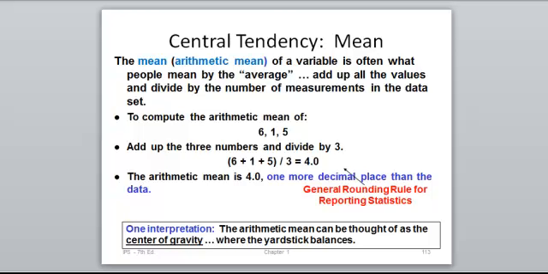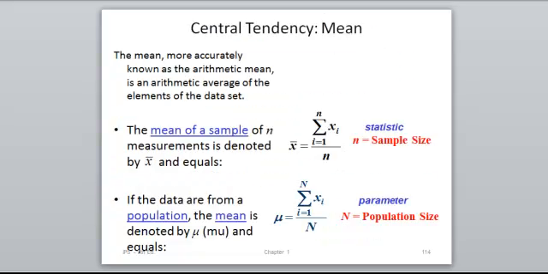arithmetically speaking. Now here are some symbols. They can freak some students out, but it's really not that bad at all. It's just a shorthand way to write a formula. So you could either say sum up all the data values, divide by how many data values you have, and that's your sample mean or population mean.